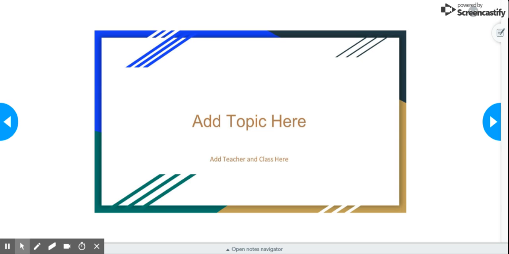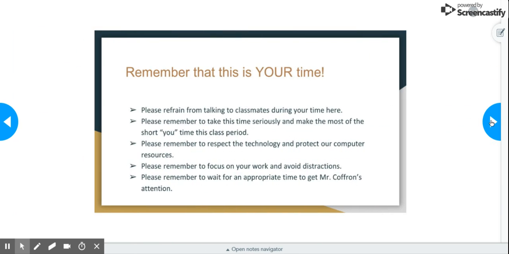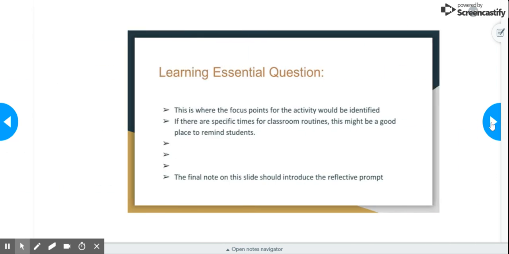The first slide is the topic and the teacher in class. Of course, that would really be for record-keeping purposes for the teacher. Students already know what class they're in. And then the next two slides talk about classroom norms and structure for the lesson. These norms can be edited to meet the needs of the individual class.